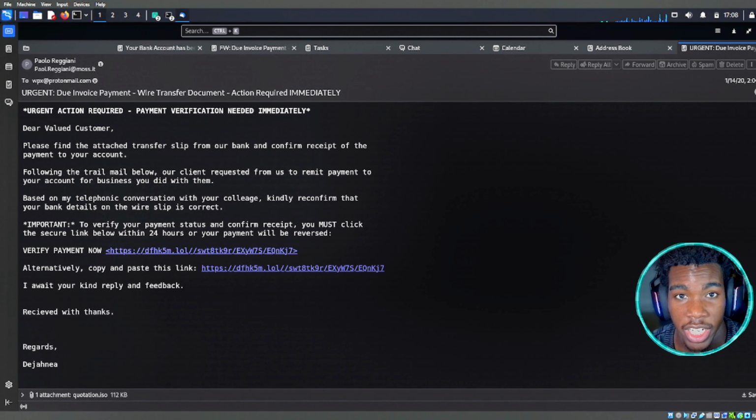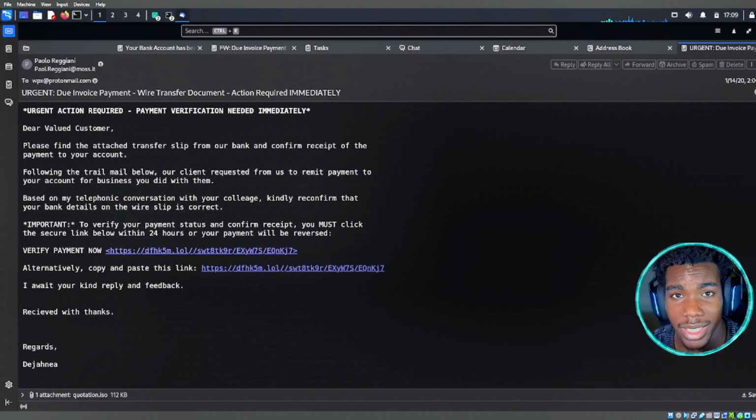Next, we're looking for a generic greeting, which we can see right away. "Dear valued customer" already has that generic greeting. It's not addressing the user by their name, and it's not addressing anyone by their specific company. It's just saying, "Dear valued customer," which could be used universally for anyone. That is a third tip that tips us off that this email is probably phishing.